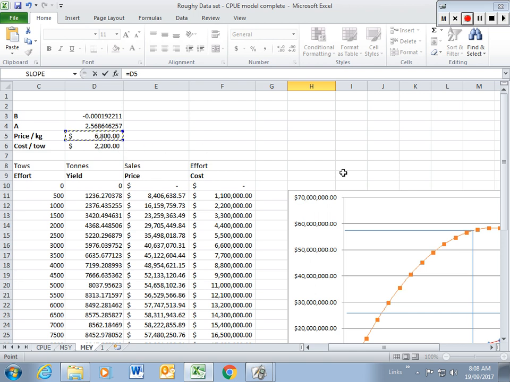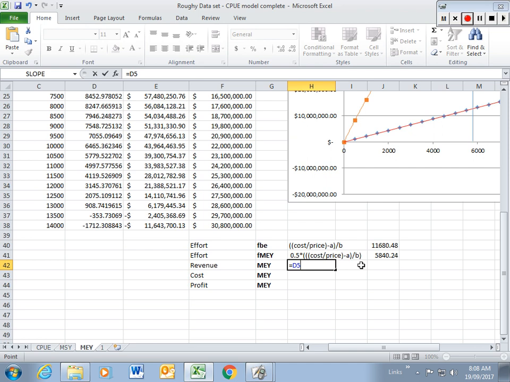Oops, screwed something up there. Equals that times that. So we've just taken the price, multiplied it by the... Oh, hang on, no, screwed something up. Give me 2 seconds, I'll fix it. Getting ahead of myself.